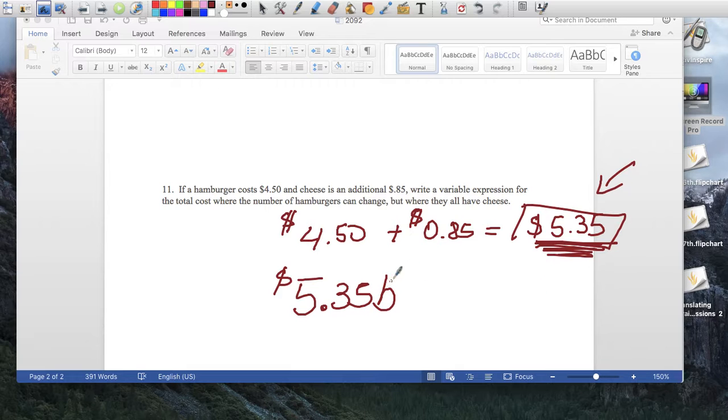So if B is 1 burger, it'd be $5.35 times 1. You pay $5.35. If it's 2, it'd be $5.35 times 2, which is going to give you $10.70. If it's 3, you would replace the B with 3, and you'd do $5.35 times 3, and so forth and so forth. So the expression for this one is actually just this. Okay? Let me know if that's okay.